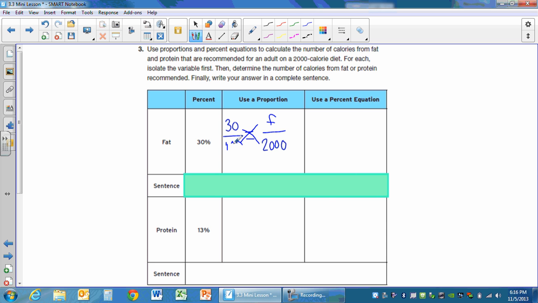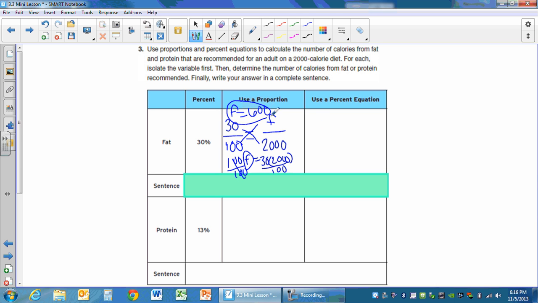This was a 100. So here we have 100F equals 30 times 2,000. In order to get the F all by itself, or to isolate it, we need to get rid of the 100. The opposite of multiply by 100 is divide by 100. You have to do the same thing to both sides. And then you just need to calculate 30 times 2,000 divided by 100, and we should get an answer of F equals 600.